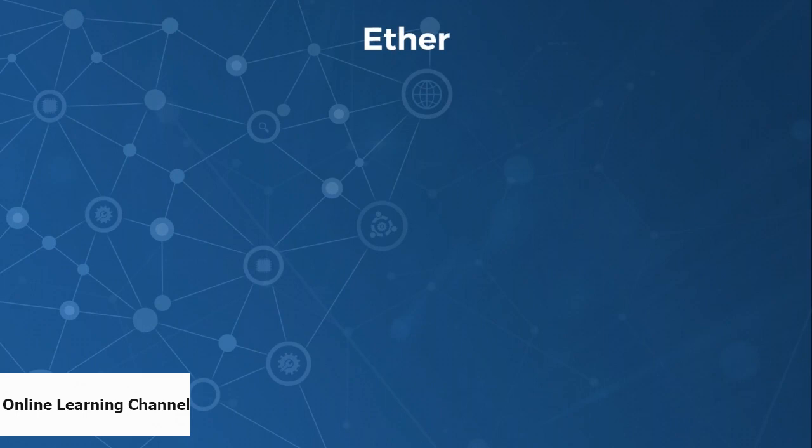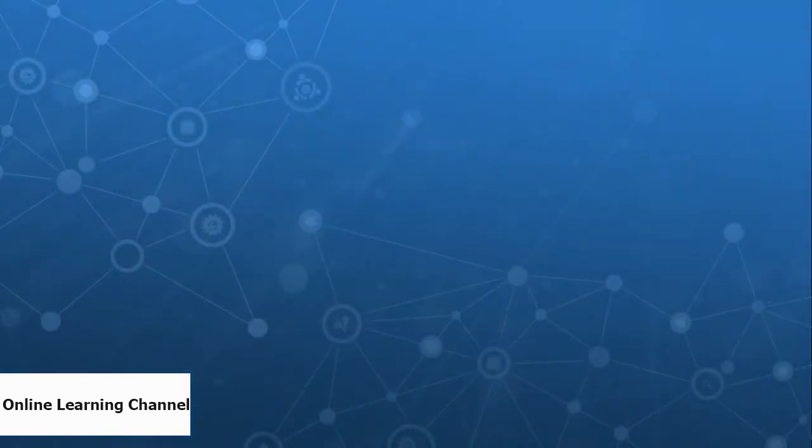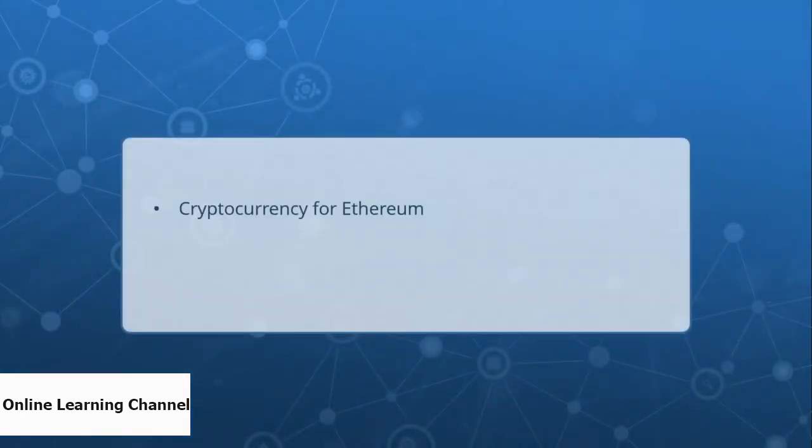So, Ether is pretty much the crypto fuel for the Ethereum network. So, Ether is the cryptocurrency for Ethereum. And what distinguishes Ether from other cryptocurrencies such as Bitcoin is that the Ethereum network does not exist for the sole purpose of simply transferring Ether from one account to another, but Ether is used to pay out fees for transactions which are invoked from custom smart contracts.